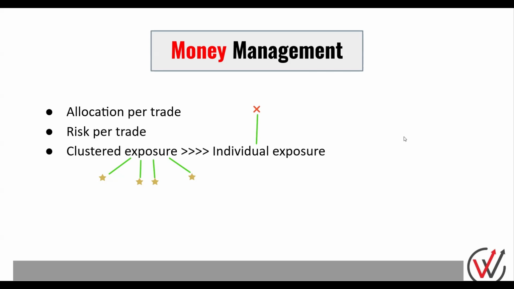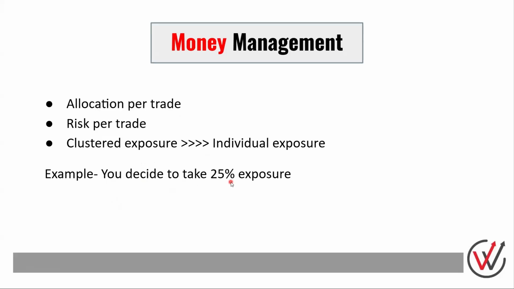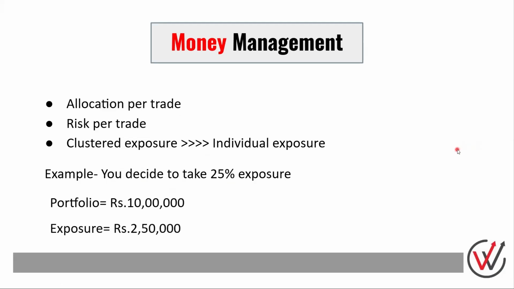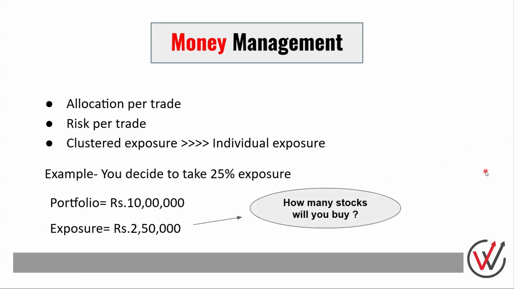Moving on, example: you decide to take 25% exposure. So you have a portfolio of 10 lakhs, you take 2.5 lakh exposure. How many stocks will you buy? This is money management. When you're starting from cash, you take 25% exposure. This is the invested amount in the markets. Now how many stocks will you buy in this? It is up to you. You don't have to necessarily buy one stock and risk everything in one stock. Stack the probabilities in your favor. That is what I am sharing here. Is this clear? Money management?